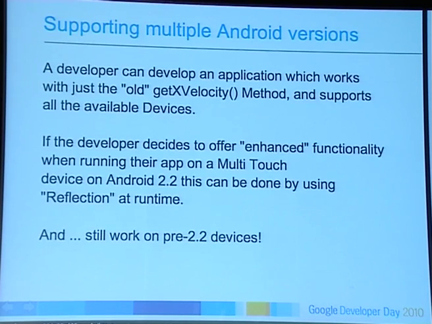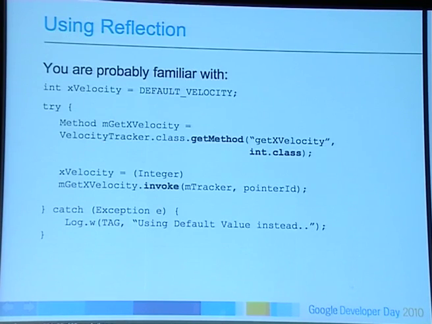So how can you do that? Well, if you just compile against it and you set a lower minimum SDK version in your manifest, you will get runtime errors. You will get a forced close, whatever. So what you can do is use a Java language feature called reflection. This allows you to call the method dynamically at runtime, and you can still work on older devices. So this code should be familiar to you. This is standard Java reflection.